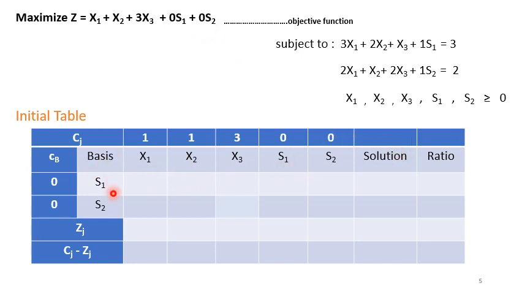This is the basis, or the basic variables. We are starting off with s1 and s2 here. The coefficients of s1 and s2, 0 and 0, are written here. And then the solution. The solution here represents the constants, the right hand side numbers of the constraints. You can even call it a constant. These 3 and 2 are the right hand side numbers of the constraints.